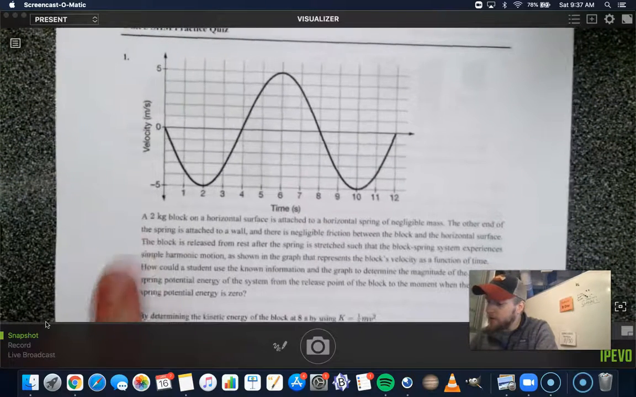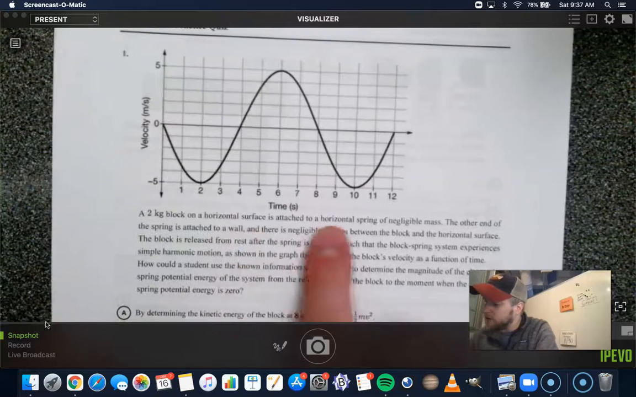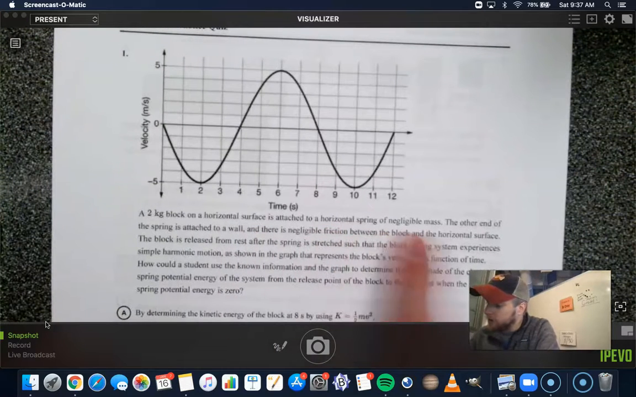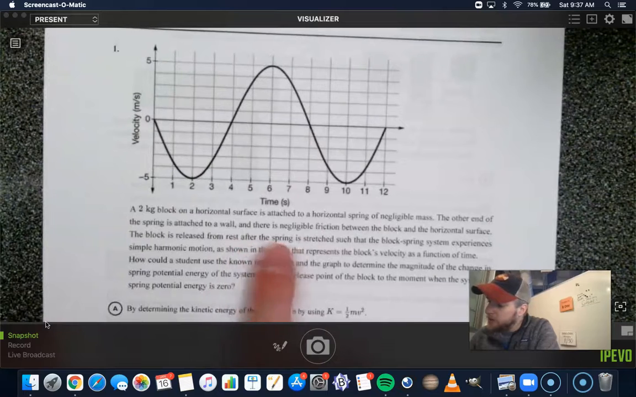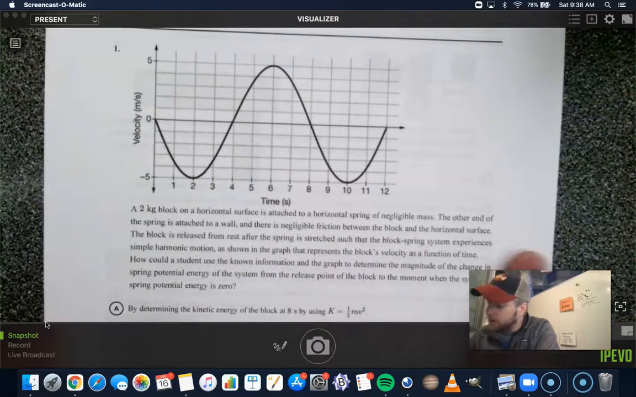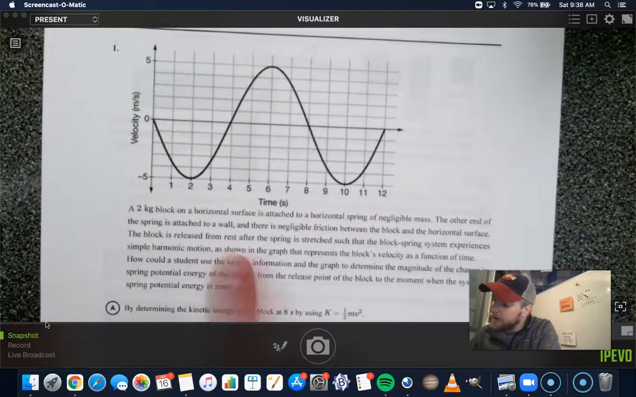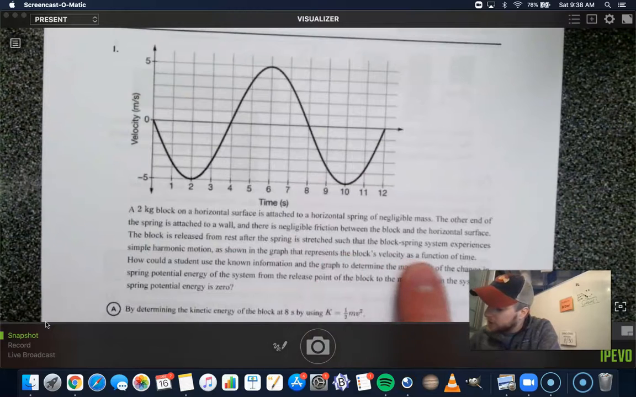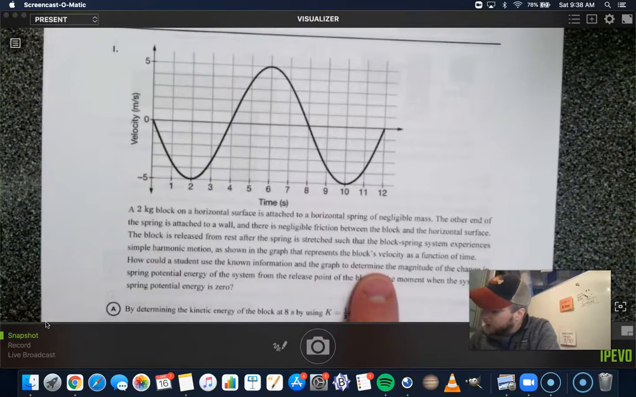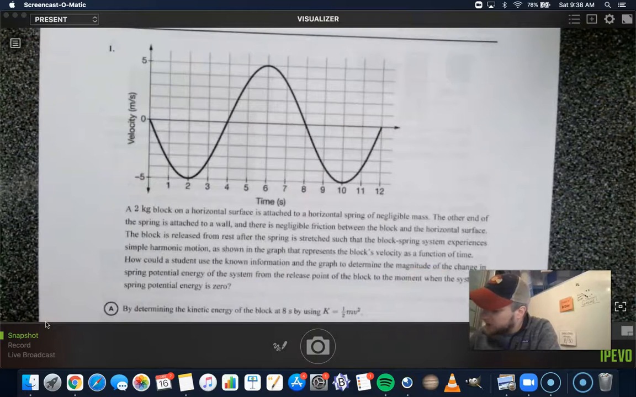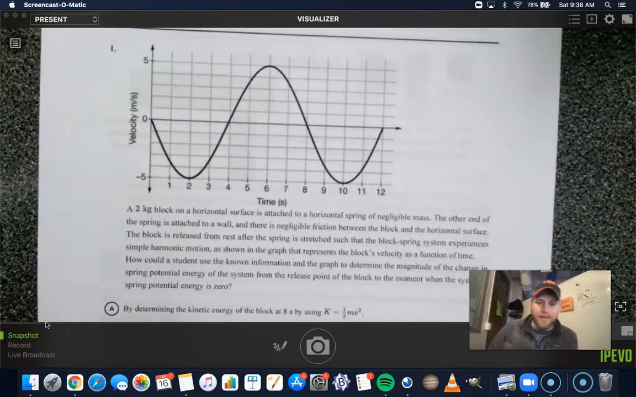It says a 2-kilogram block on a horizontal surface is attached to a horizontal spring of negligible mass. The other end of the spring is attached to a wall, and there is negligible friction between the block and the horizontal surface. The block is released from rest after the spring is stretched, such that the block-spring system experiences simple harmonic motion, as shown in the graph that represents the block's velocity as a function of time. So, at that point, all they've done is describe a spring mass system.